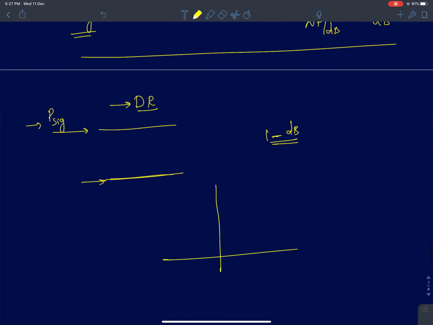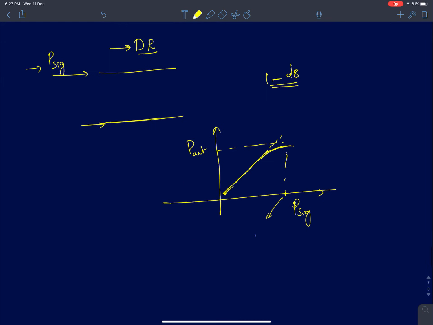So we know that as you keep increasing your signal power, which I'll call P sig, your gain will remain constant and the output signal power will also keep increasing. After a certain point, instead of the output signal power increasing linearly with the input signal power, it will start reducing. So we said there was one metric we used, the 1 dB compression point, which we expressed as A1 dB.